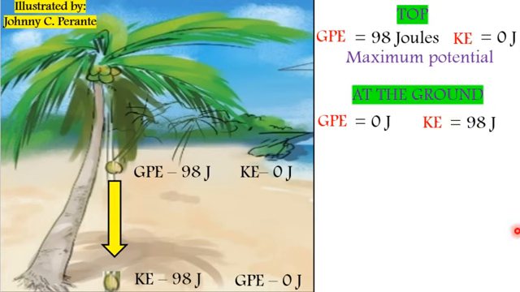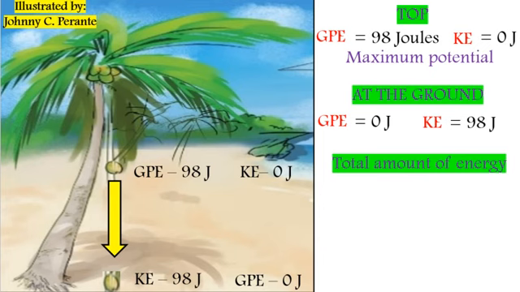So the sum of the potential and kinetic energy of an object in a conservative system is equal to the total amount of energy, or the total mechanical energy. In formula, TME is equal to PE plus KE. So TME here refers to total mechanical energy, PE pertains to potential energy, and KE is the symbol for kinetic energy. So a force is said to be conservative if the total work done on a particle in motion between two locations is independent of the path taken. It depends only on the object's position.